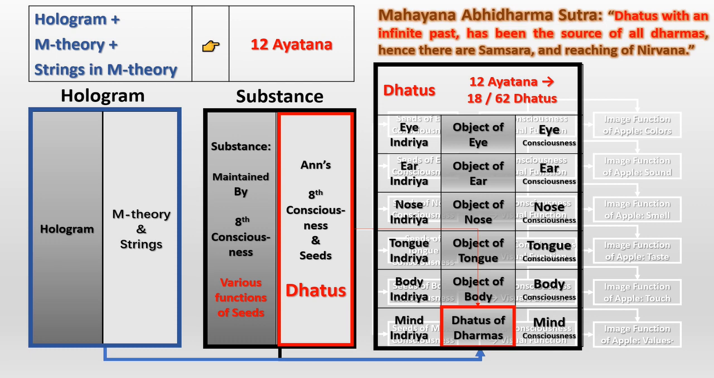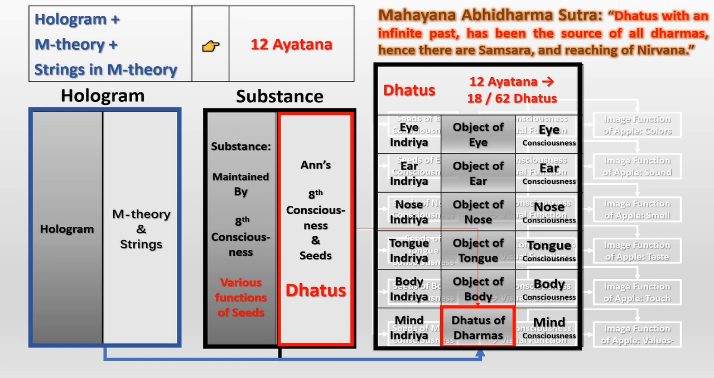Yogacara Buddhism has other names for seeds. For example, it is sometimes called various functions. That means seeds must contain various information to produce various functions. It is also called dhatus. This is stated in the Compendium of the Mahayana by Asanga, where there is a quote of the Mahayana Abhidharma Sutra: dhatus with an infinite past has been the source of all dharmas, hence there are samsara and the reaching of nirvana. Seeds or dhatus have been the source of all laws of the universe.